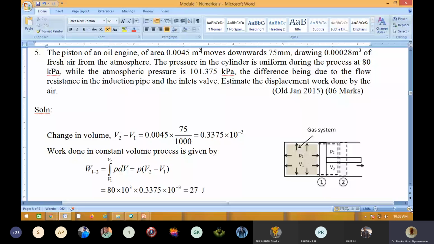You can also read. The piston of an oil engine of area 0.0045 meters square moves downwards 75 millimeter, drawing 0.00283 meter cube of fresh air from atmosphere. The pressure in the cylinder is uniform during the process at 80 kilopascal, while the atmospheric pressure is 101.375 kilopascal, the difference being due to flow resistance in the induction pipe and inlet valves.